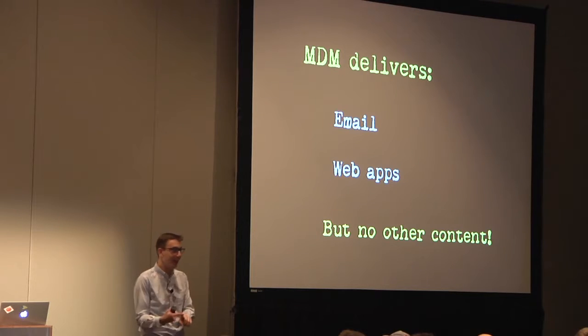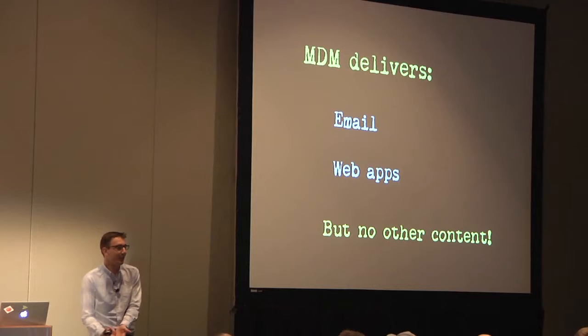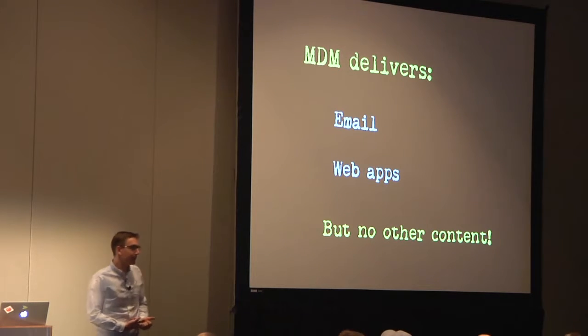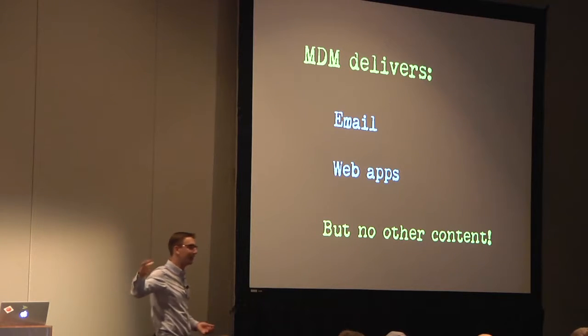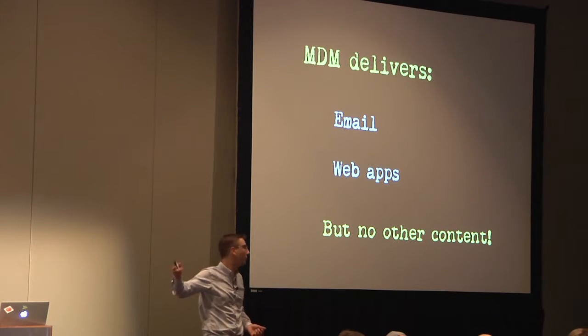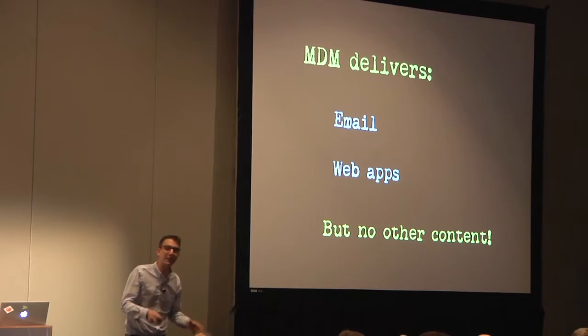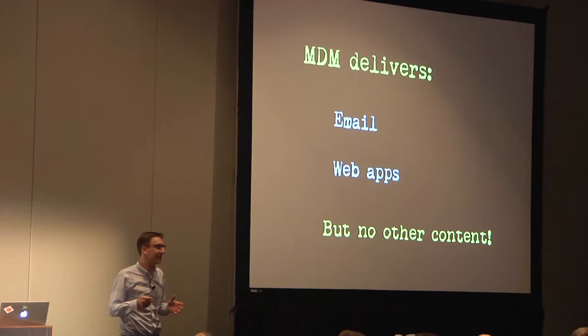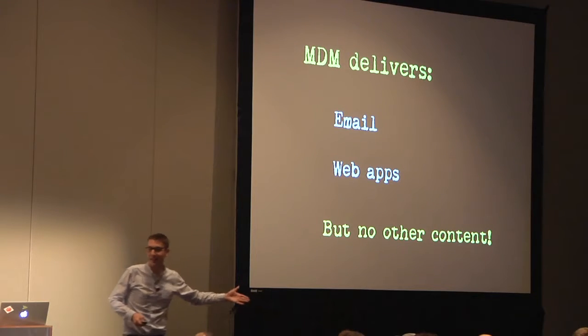Obviously, email is a killer app for mobile, and we've been using that for a long time. But those 900,000 apps in the App Store, if all we needed was just mobile email, then those 900,000 other apps wouldn't be there. And so if you're just thinking in terms of device level management, then you get that, and that's great, but you get no other content.